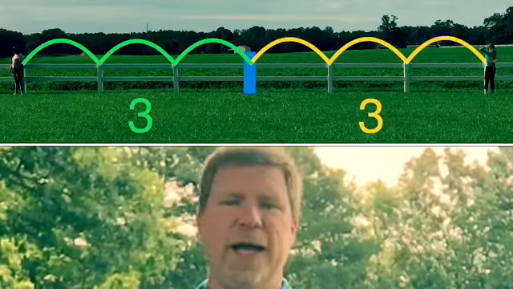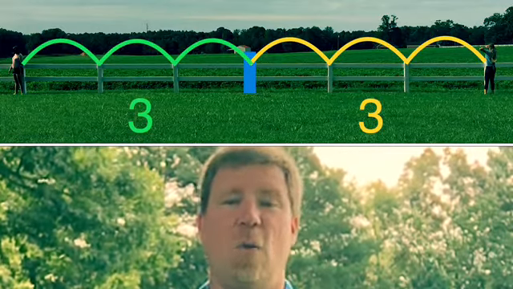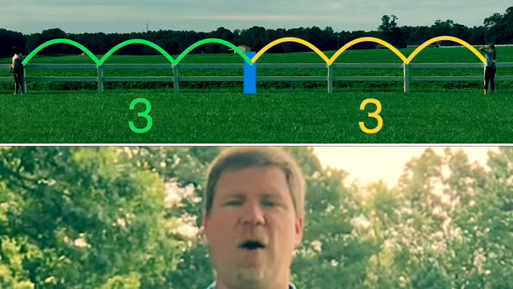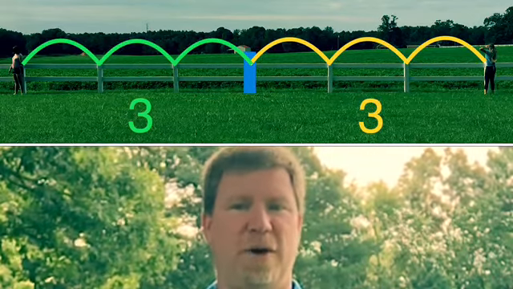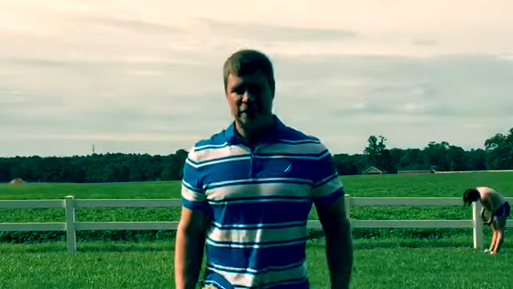Okay, so each of the girls walked the exact same amount of posts. One walked to the left 3 posts, the other walked to the right 3 posts. They both walked a distance of 3 posts. I'm going to have one of my volunteers throw a brick to the left.